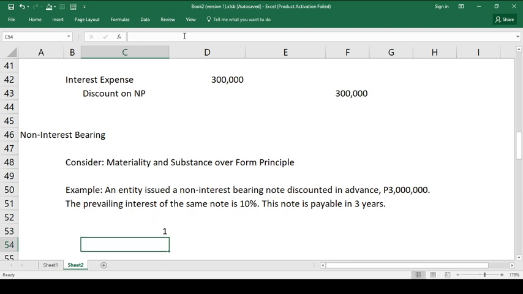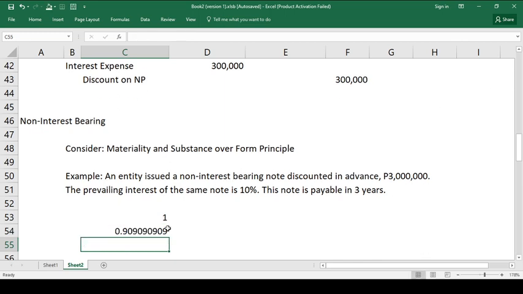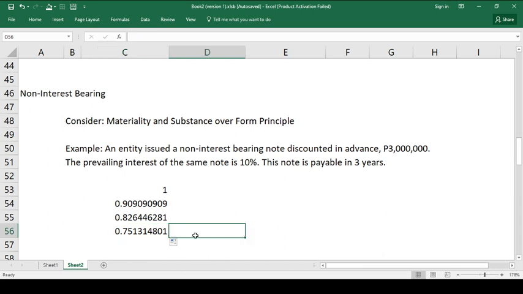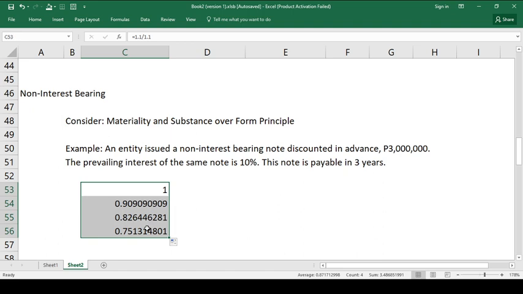1.1 divided by 1.1 and then divide it by itself, first period, second period, and then the third period. Kasi tatlong beses, no? 3 years po siya. So, the value is 0.751314801 would be the present value factor for 3 periods. So let us determine, no?